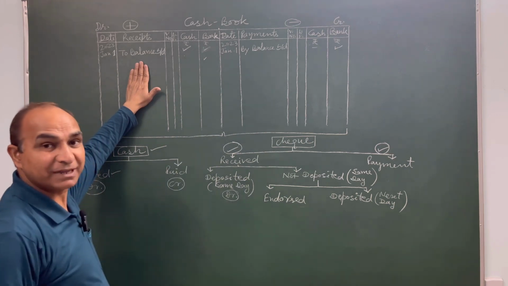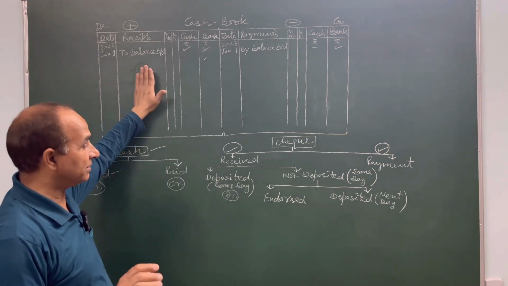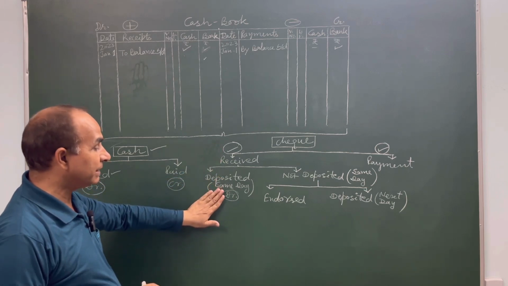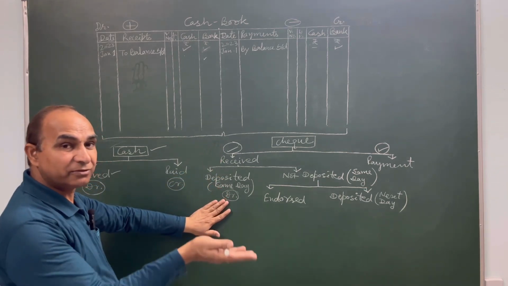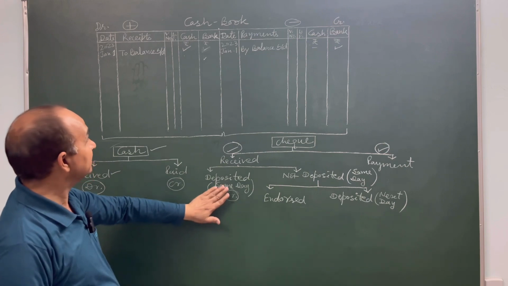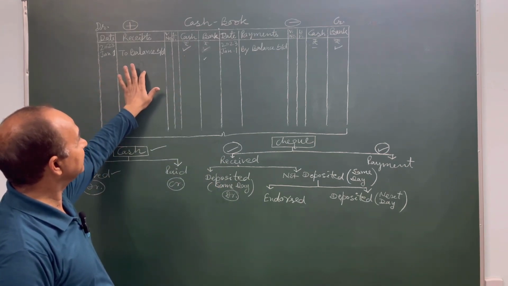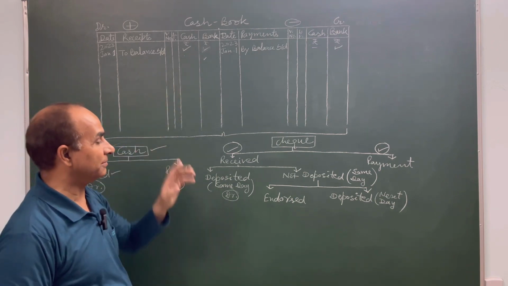Remember that. I repeat this because this is important. You received a check from someone, the check is deposited into the bank on the same day, that increases your bank balance. That's why it is recorded on the receipt side, on the debit side, by writing the name of the person and in the bank column.